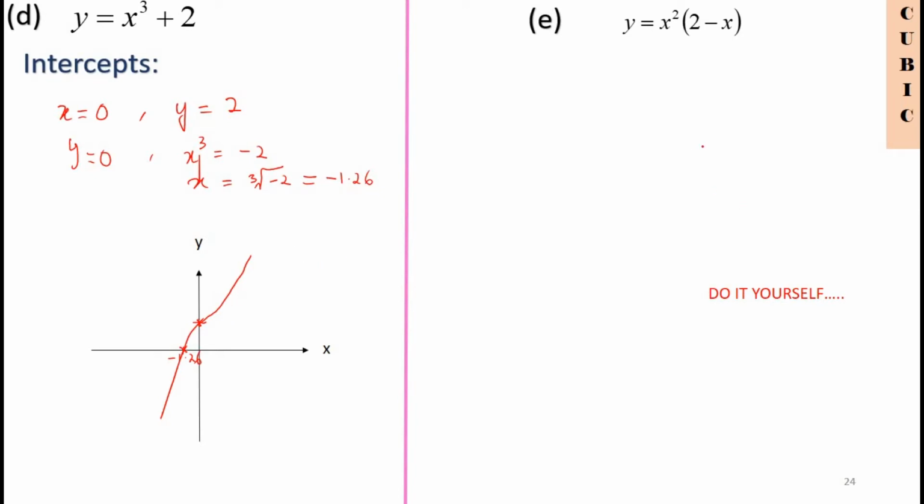Okay, now the next function. You have y equal to x cubed times x squared times 2 minus x. Again, you have to find all the intercepts by substituting x equal to 0 and y equal to 0. You can try to do it on your own.